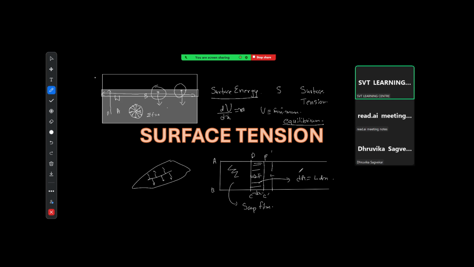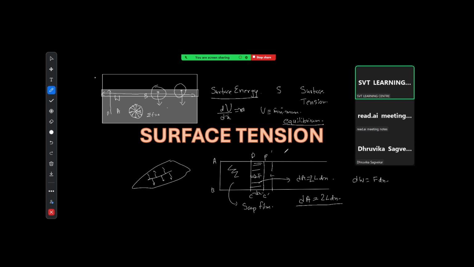Now there are two surfaces, up and down, so actually the net area will not be L into dx, but it will be 2 times L into dx. Did you understand why it is 2 times? One will be on top, one below. Yes, sir. Now the amount of work done by you will be equal to force into dx.